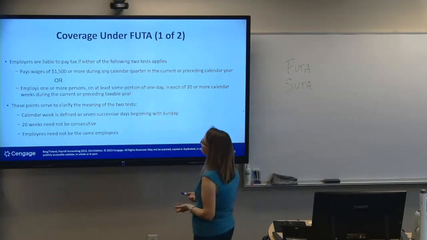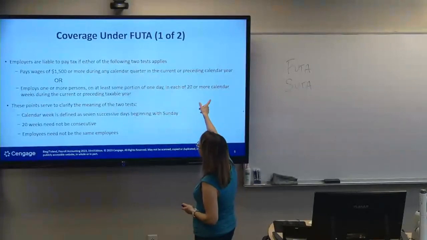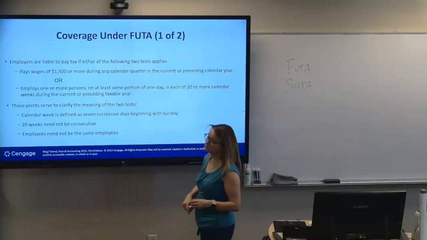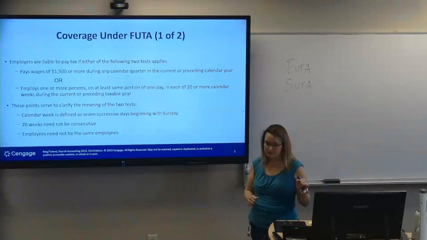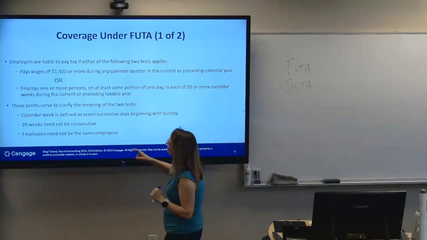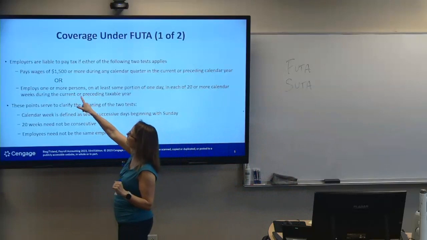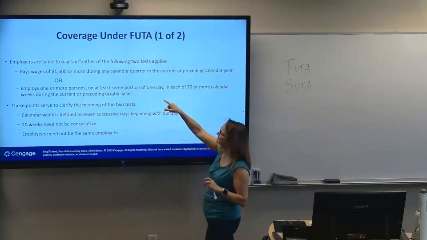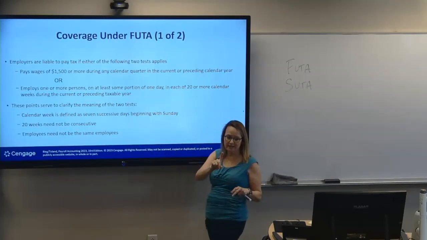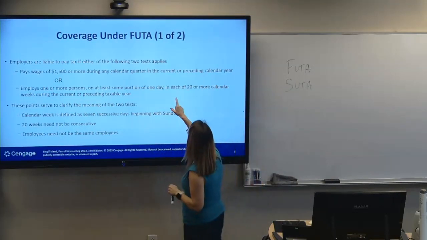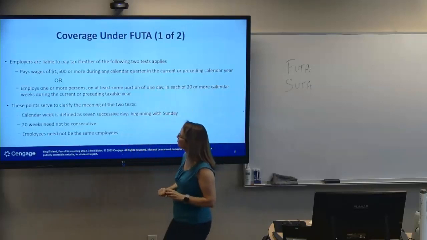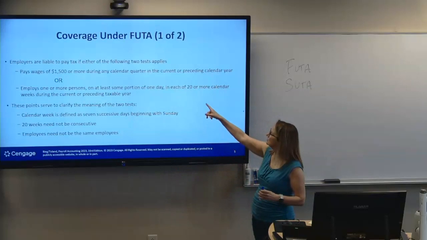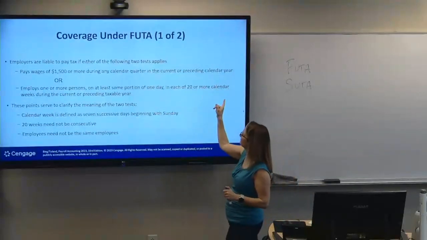It's only the employer. If the employer pays wages of $1,500 or more, and this is total wages, during any calendar quarter in the current or preceding calendar year, or they employ, and this is a little bit convoluted, employ one or more people on at least some portion of one day, so even if it's only for 1 hour, in 20 or more calendar weeks during the current or preceding taxable year. So you'd look at 20 weeks first.